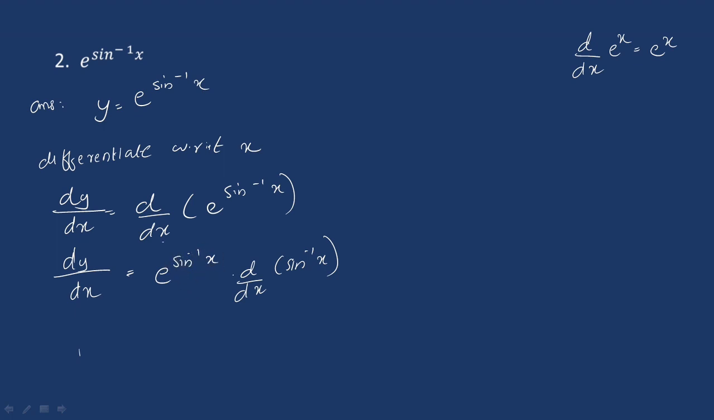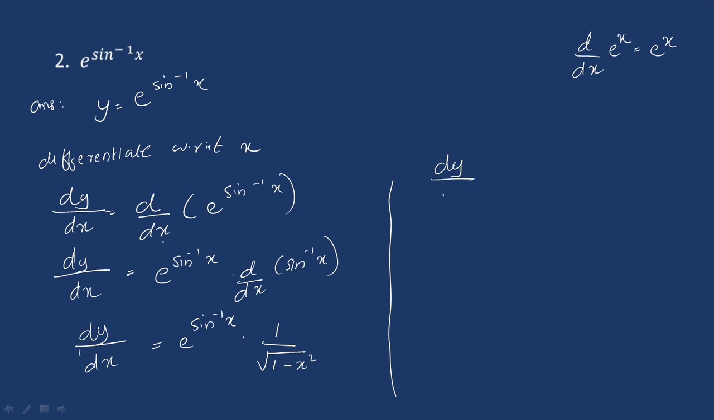So we have dy by dx is equal to e raised to sin inverse of x into d by dx of sin inverse of x, that is 1 by root 1 minus x square. Or we have dy by dx is equal to e raised to sin inverse of x divided by root 1 minus x square. And now here also we will be having the condition on x, that is x should belong to the interval minus 1 to 1.